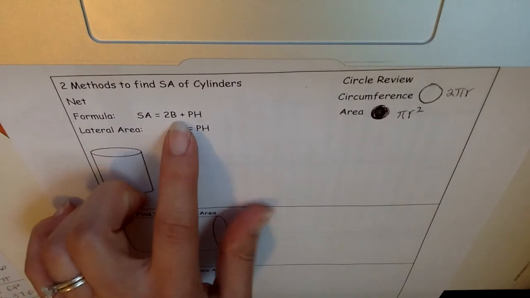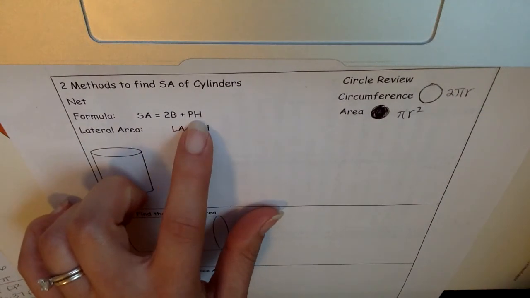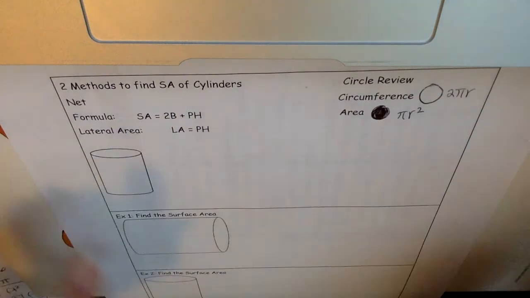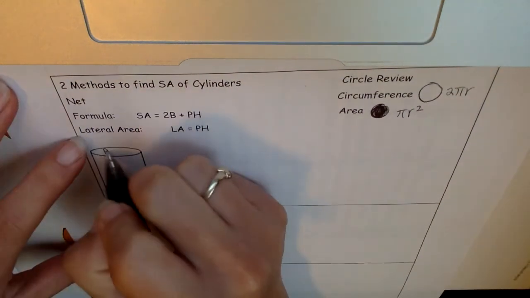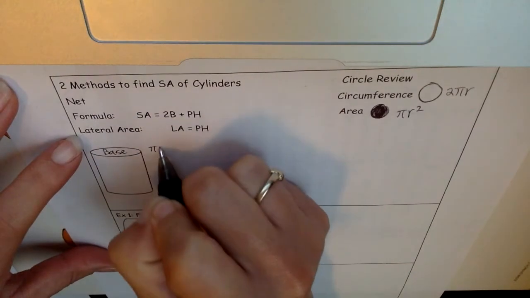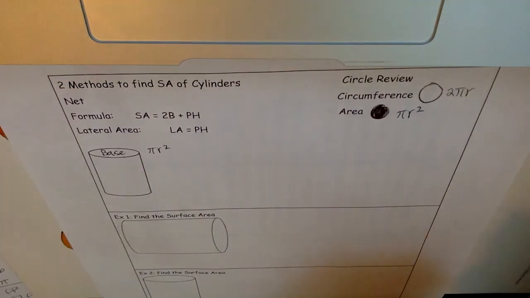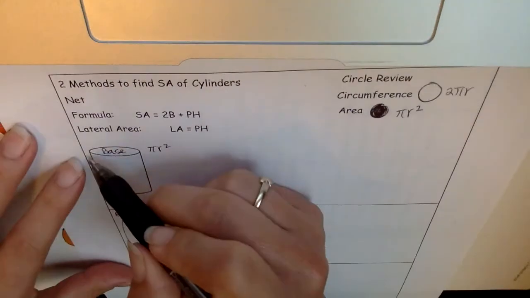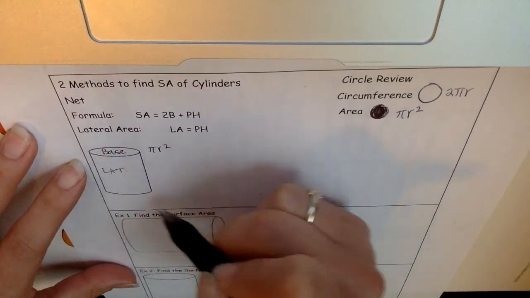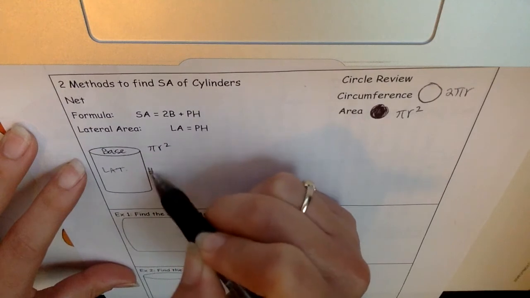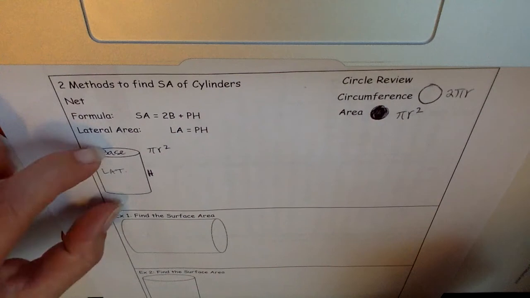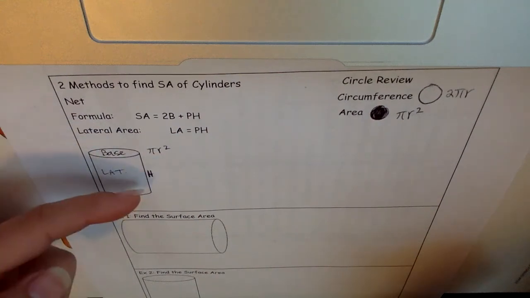The formula is the same, 2B plus Ph, and then we have our lateral area, which is the Ph, just like before with prisms. Now, in our cylinder, the bases are the circles. So you see I have a base on top and a base on bottom, and that's where we're going to use pi r squared for the base. And here is my lateral area, and it's the height of the prism right here around the middle. So we have my bases, and then we have our lateral area in the middle.